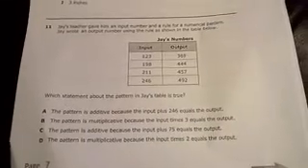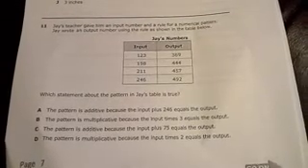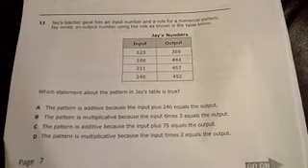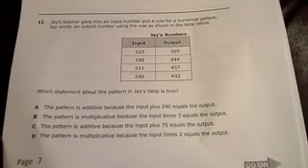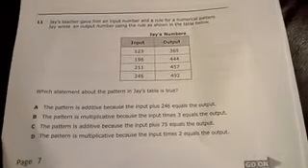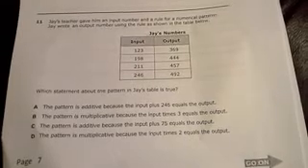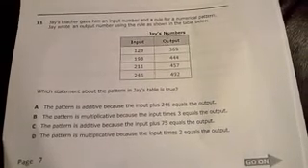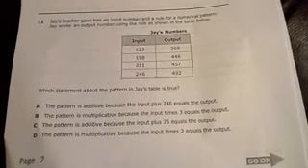Number 11. Jay's teacher gave him an input number and a rule for a numerical pattern. Jay wrote out an output number using the rule as shown in the table below. Which statement about the pattern in Jay's table is true?